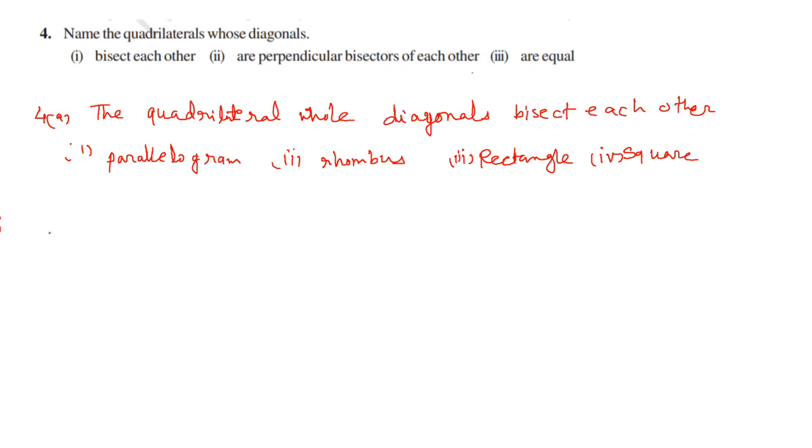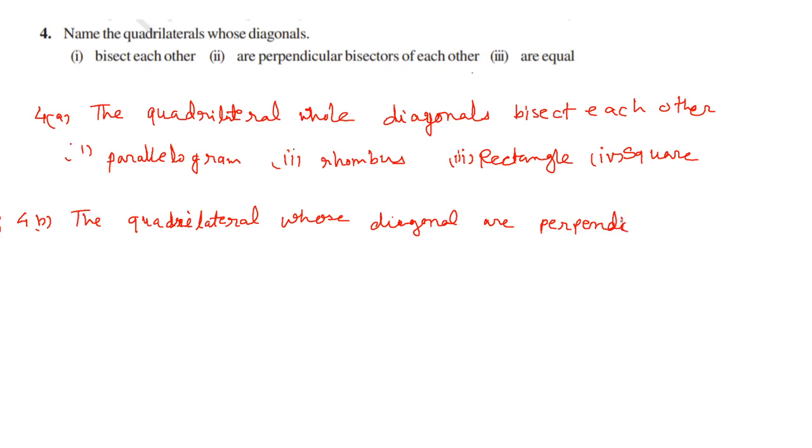And perpendicular bisector of each other. The quadrilateral whose diagonals are perpendicular bisectors of each other: in a rhombus, the diagonals are perpendicular bisectors, and in a square the diagonals are perpendicular bisectors.